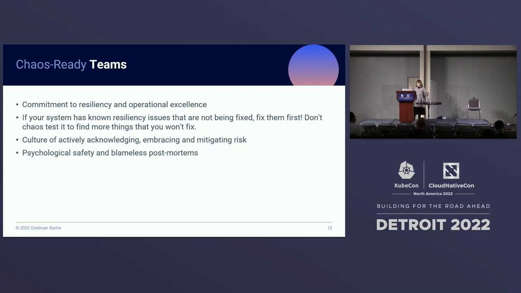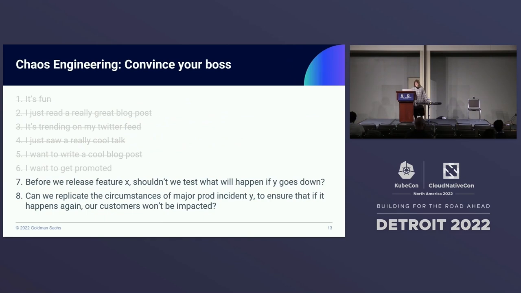Okay, great. So now you have a chaos-ready environment, chaos-ready team. Now what you need to do is convince your boss. So here's something you shouldn't say. "It's fun. I just read a really great blog post about chaos engineering. It's trending on my Twitter feed. I just saw Bella give a really great talk at Cloud Native Con about it, and I want to try it out. I want to write a really cool blog post. Or I want to get promoted." These are probably not the things that are going to convince your boss to let you do chaos engineering.